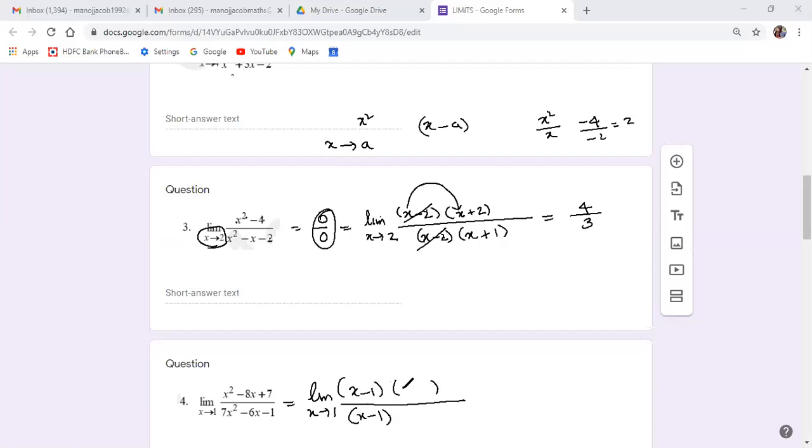x square divided by x gives x. And 7 divided by minus 1 will be minus 7.